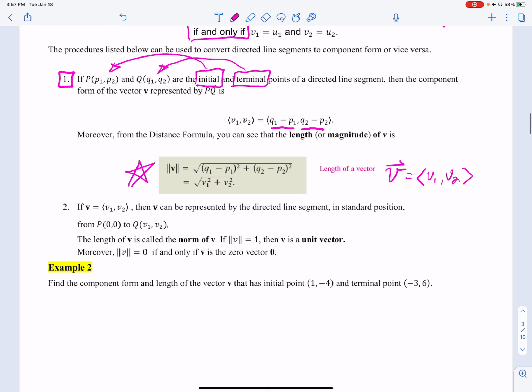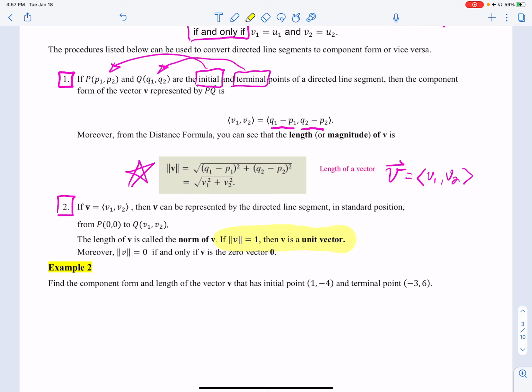Number 2 starts, if I have component form, there's my vector V, then V can be represented by the directed line segment in standard position from 0, 0 to the point V1, V2. The length of V is called the norm of V. All right, we just said that's just distance. If V, this is an important part that's going to pop up a bunch, if the magnitude of vector V, that should be a bold V there, is 1, then V is a unit vector.